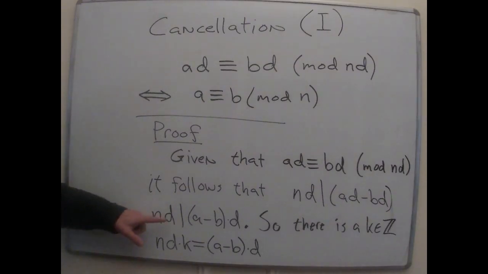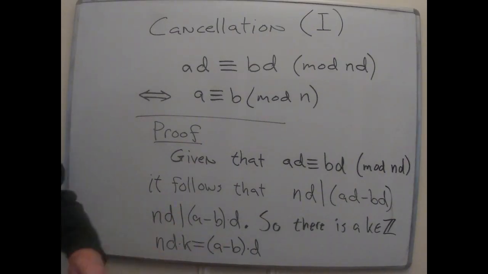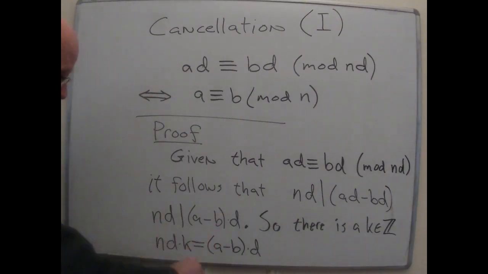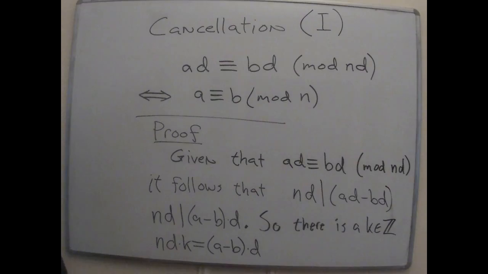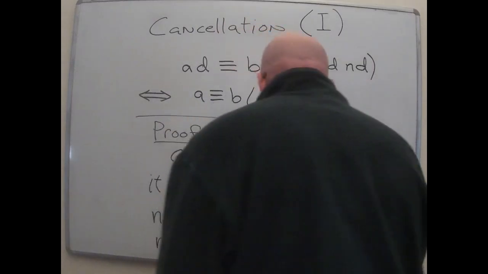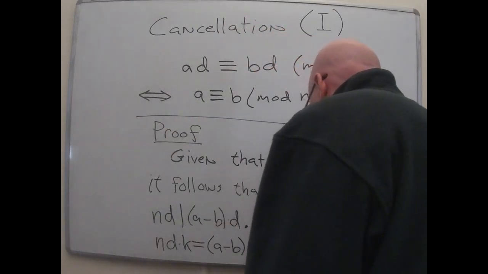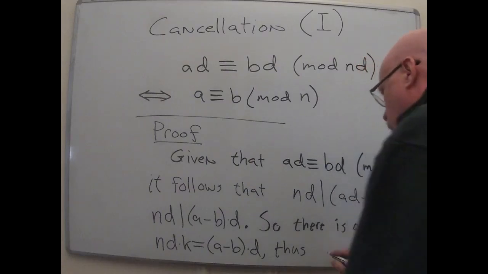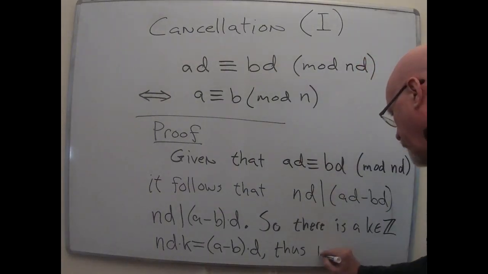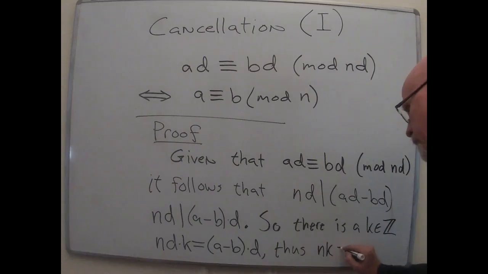Now this is no longer, I've translated the thing that involved the divisibility sign into just a plain equation. Is it now okay to cancel a d off of both sides? Sure, the smallest d could be is 1. It's certainly not 0. So we can do that, and you get nk is equal to a minus b.